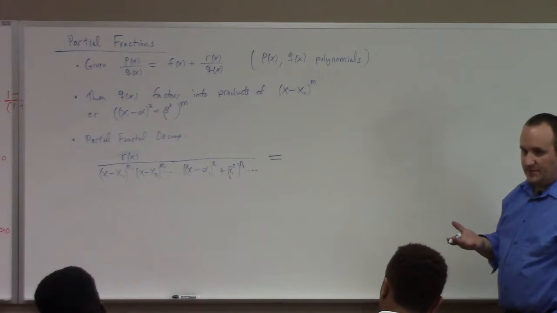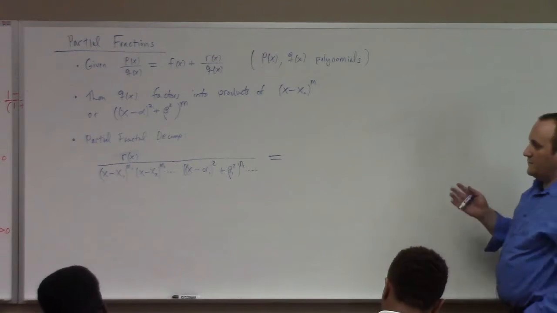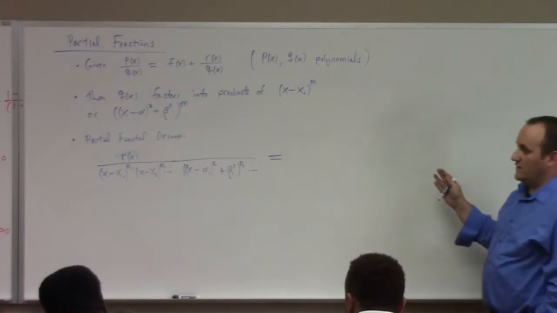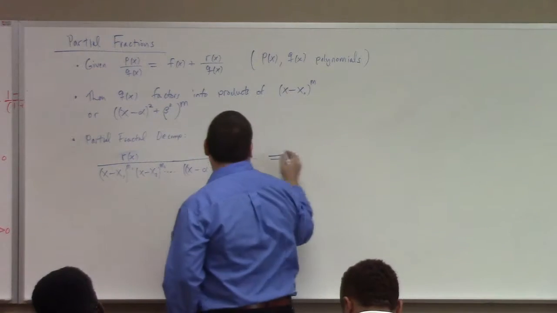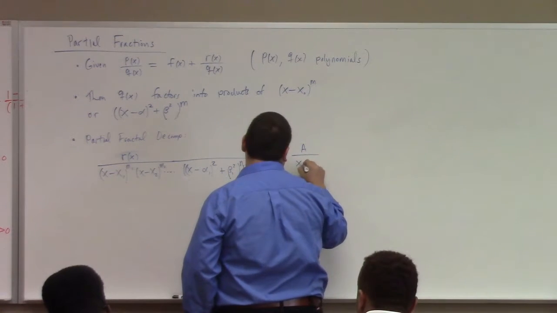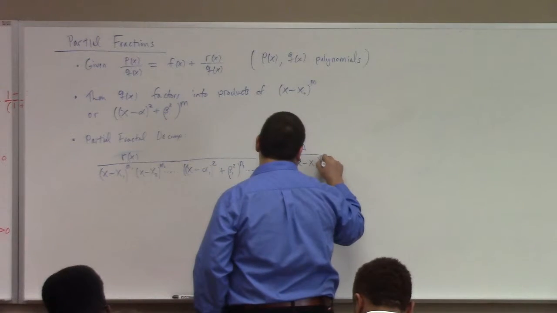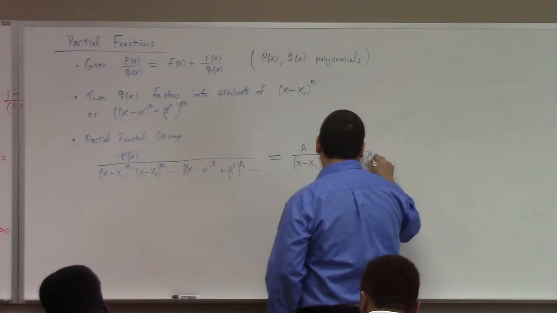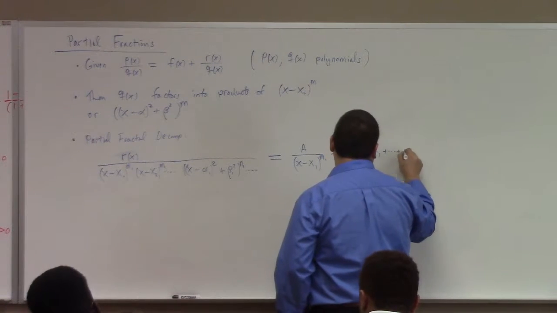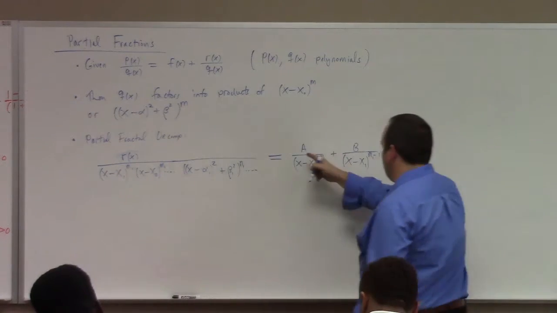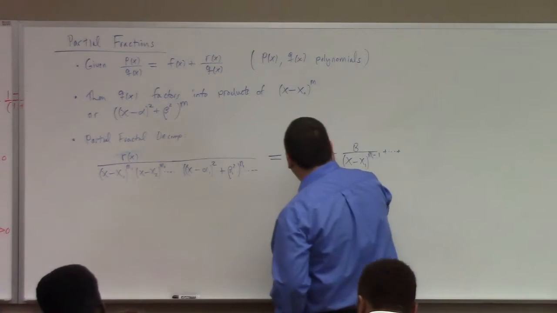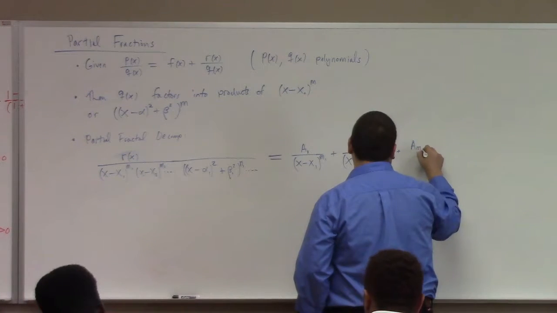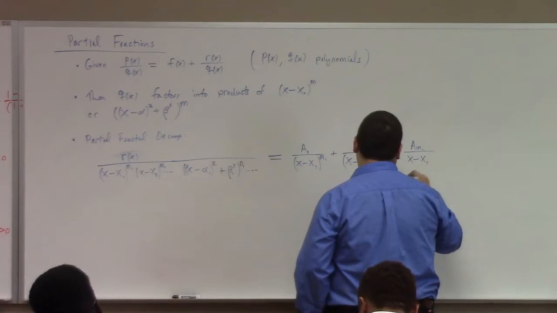And I'm being deliberately a little bit vague here. Then there is a way of rewriting this thing as a sum of what I call basic rational functions. So for this setup, it looks something like this. I have A over x minus x1 to the m1 plus B over x minus x1 to the m1 minus 1, and so forth and so on. I should number these so we can keep track. Let's call this A1, let's call this A2, and so on, until A sub m1 over x minus x1.